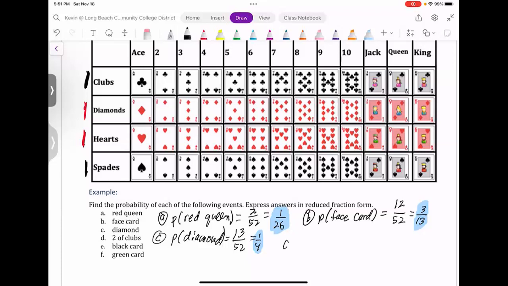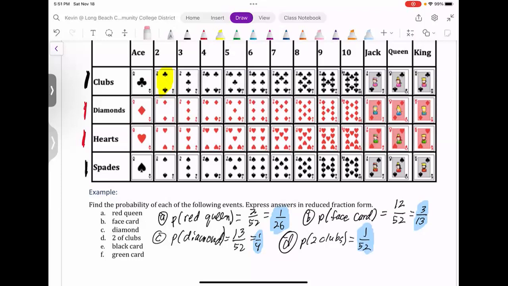Or D, the 2 of clubs. Well, there is exactly 1 2 of clubs. It is right there. That's it. That's the whole thing. And that does not reduce. That is our answer.